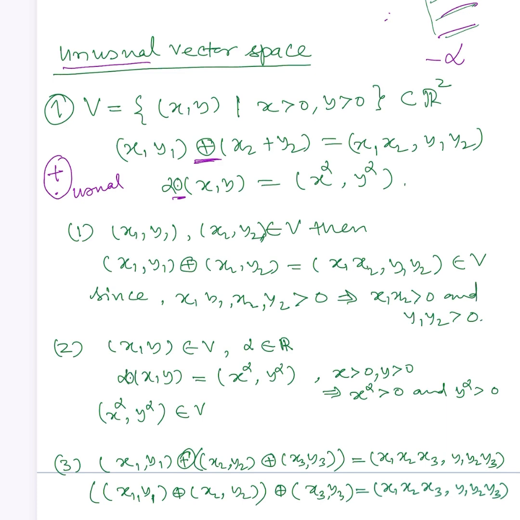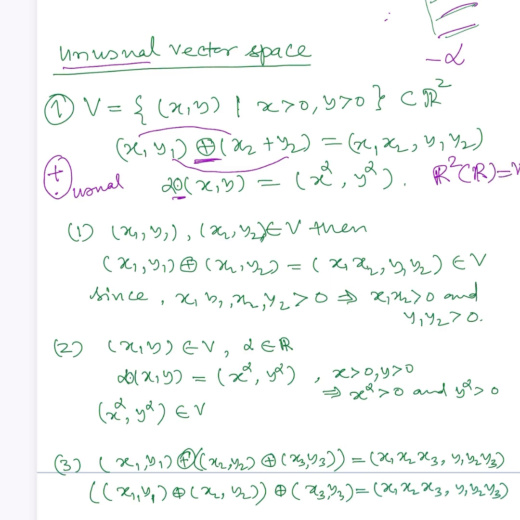and this plus circle and dot circle is unusual. So how is it being defined? You see, V is the collection of (x, y) with x greater than 0, y greater than 0 in R2, a subset of R2. So (x1, y1) plus (x2, y2) will be the first component product, second component product. That is why we call it unusual addition. Similarly, alpha times (x, y) will be (x to the power alpha, y to the power alpha) for any alpha belonging to the real numbers, right? So this is basically R2 over R, now your V, a vector space defined over the real field.